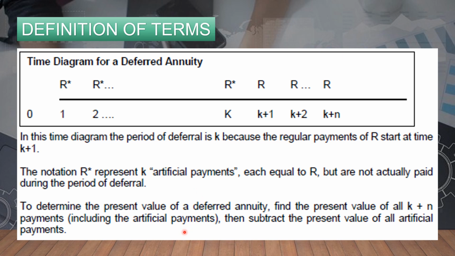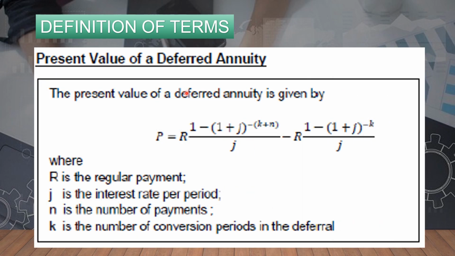To determine the present value of a deferred annuity, find the present value of all K plus N payments, including the artificial payments, then subtract the present value of all artificial payments. Now to get the present value of the deferred annuity, we have this given formula. P is equal to R times the quantity 1 minus quantity 1 plus J raised to negative K plus N divided by J, minus R times 1 minus 1 plus J raised to negative K over J. Okay, so R is the regular payment, J is the interest rate per period, N is the number of payments, and K is the number of conversion periods in the deferral.